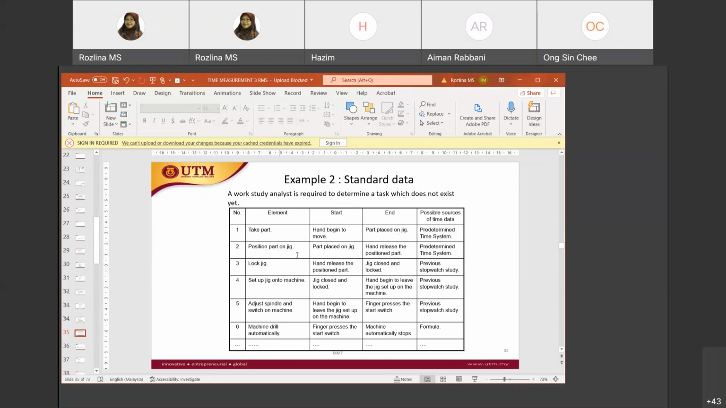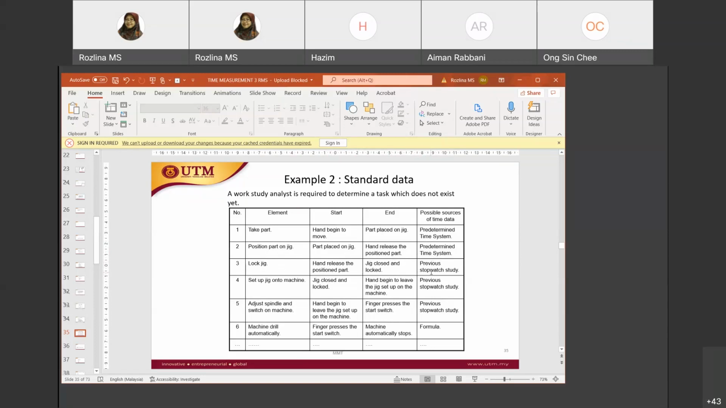Position part on jig. What happened? You start with the part placed on jig and then release the position part. This is manual. Okay, so you use the predetermined time system. Okay, lock jig. Maybe lock jig has been used in another production line. So we can use its activity time, and release the position part and then jig close and lock.